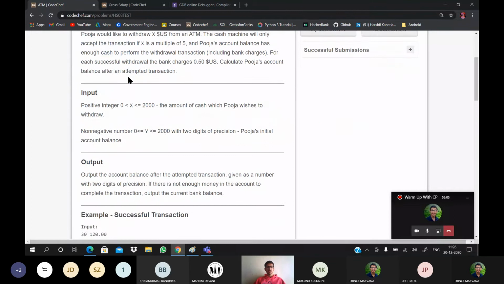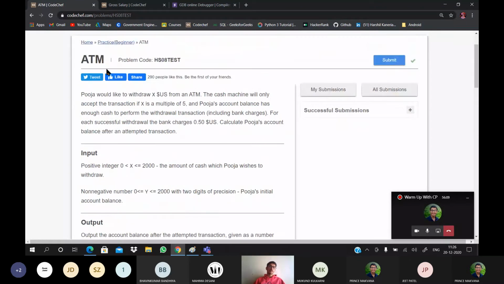Now let us solve two more problems. Our first problem is named ATM. Let us read. Pooja would like to withdraw X US dollar from an ATM. The cash machine will only accept the transaction if X is a multiple of 5 and Pooja's account balance has enough cash to perform the withdrawal transaction. For each successful withdrawal, the bank charges 0.50 US dollar. Calculate Pooja's account balance after an attempted transaction.